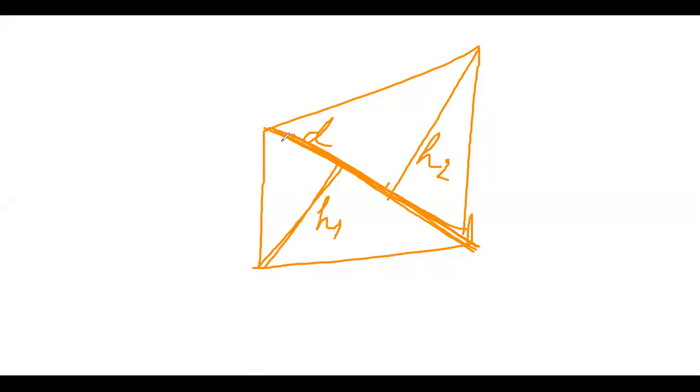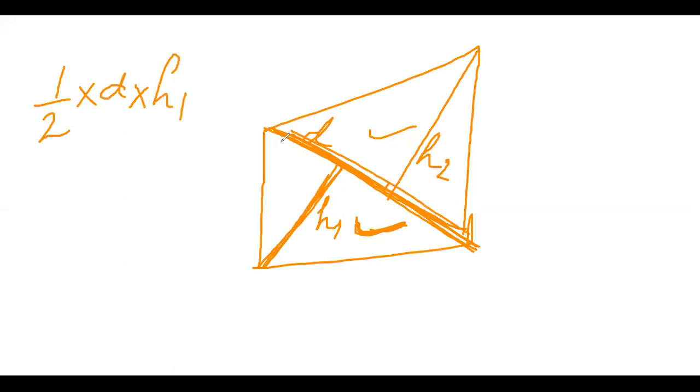Then area of these two. See, here also two triangles are formed. If I say this triangle, then area of this is half into d into h1. Okay? D is the base here, h1 is the height here. So area is half into d into h1 plus, similarly the area of the other triangle, half into d into h2.